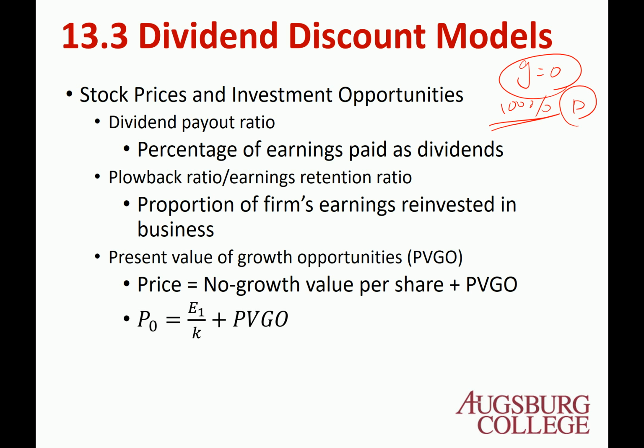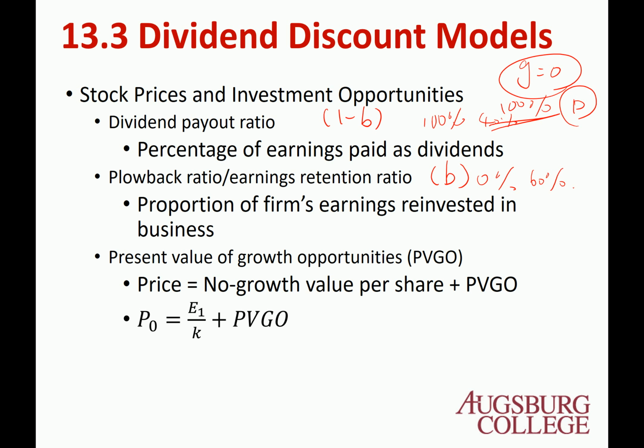The dividend payout ratio is the percentage of earnings paid as dividend, and the plowback ratio, or earnings retention ratio, is the proportion of earnings reinvested in the business. We usually denote this one as b and the payout as 1 minus b, because we only have two choices. So if you pay out everything, 100%, then you do not retain anything. If you pay out 40%, then we retain 60%, right?